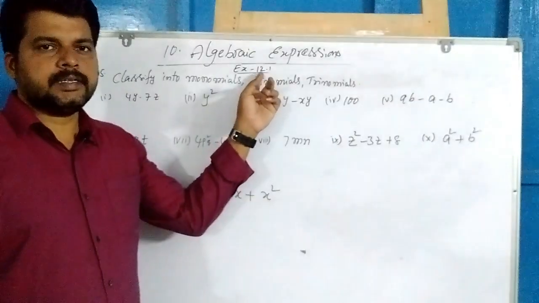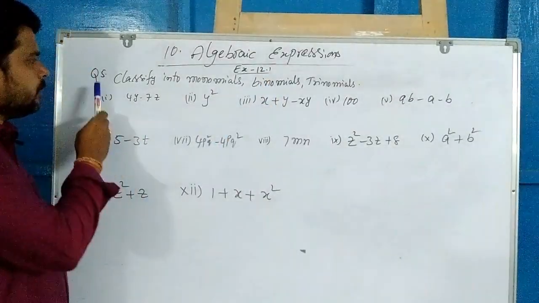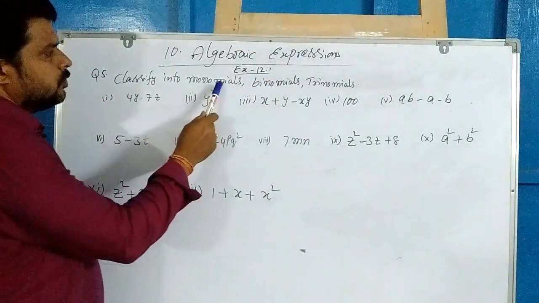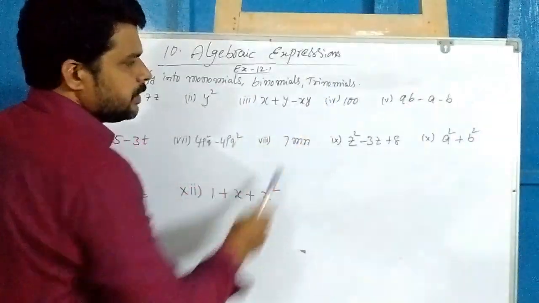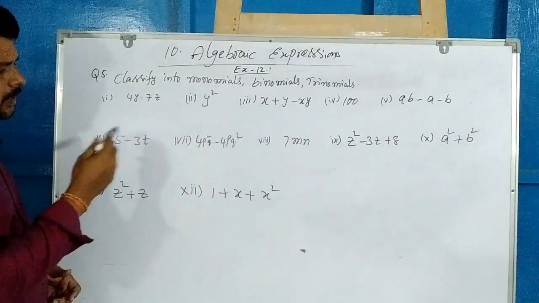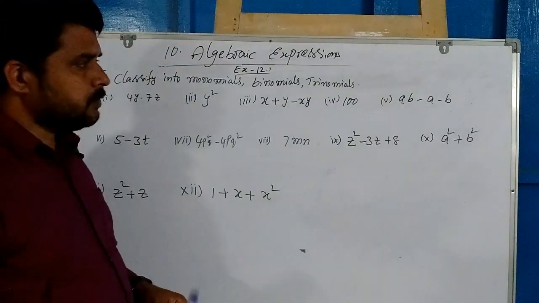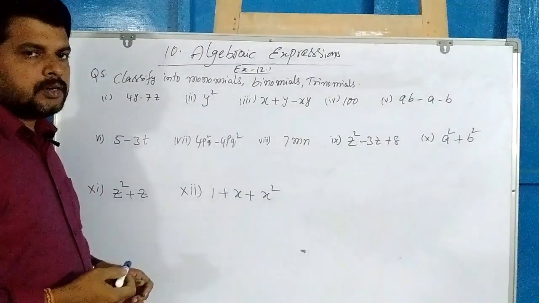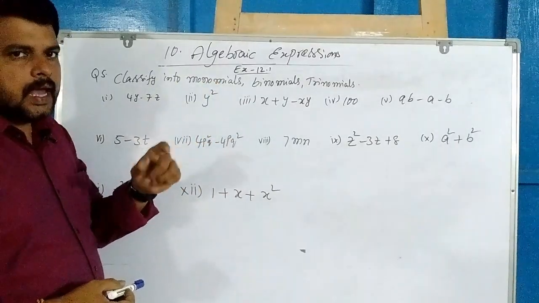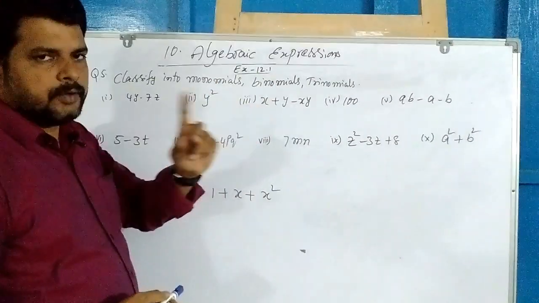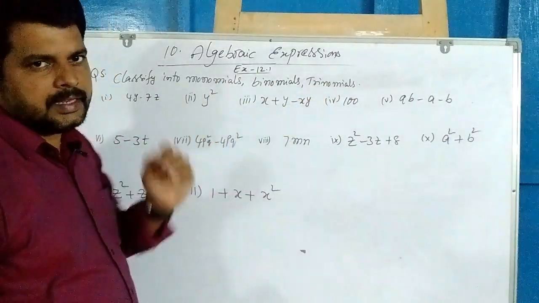So in the same exercise 12.1 we have question number 5. Classify into monomials, binomials and trinomials. They have given 12 sums. So find out which one is monomial, which one is binomial and which one is trinomial. Earlier we discussed: a monomial has only one term, a binomial has 2 terms, a trinomial has 3 terms.